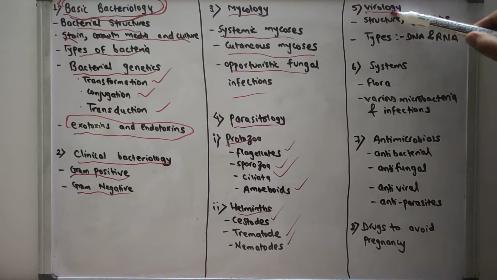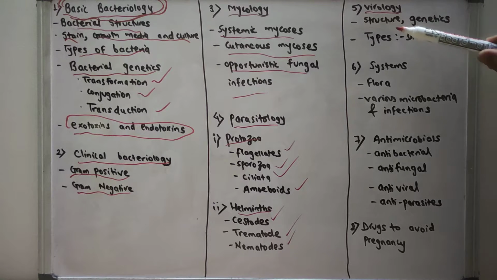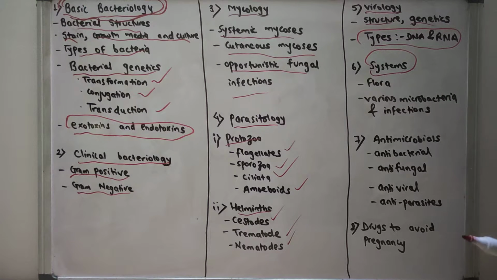You have to know about the virology. In the virology, you have to know the structure and the genetics of the virus. You have to know the various types of RNA and DNA viruses. On the systemic microbiology, you have to know about the various flora of our body, microbial flora, and the various mycobacteria and their infection. You should also know about the various antimicrobials.